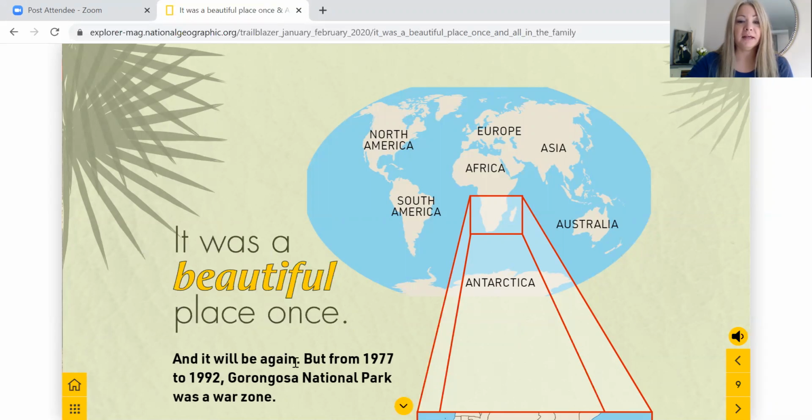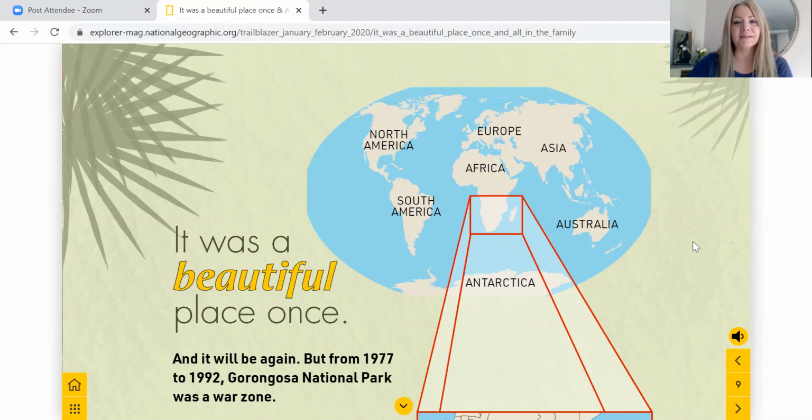And it will be again. But from 1977 to 1992, Gorongosa National Park was a war zone. Ooh, we know wars can be pretty violent, not really fun. Okay. And now look, they're giving us a nonfiction text feature. It looks like they have a box around part of Africa. Do you see that on the map?